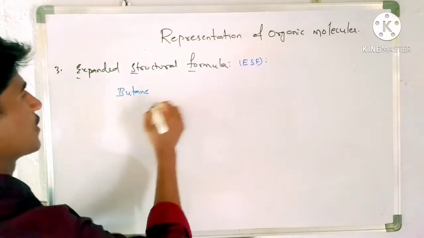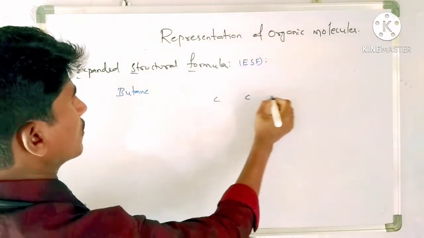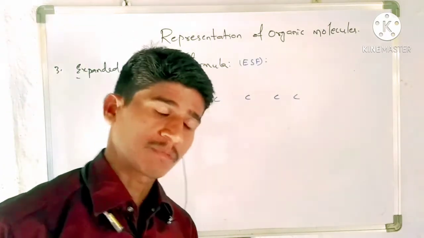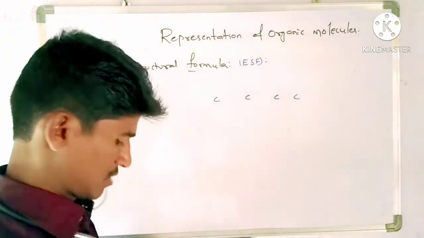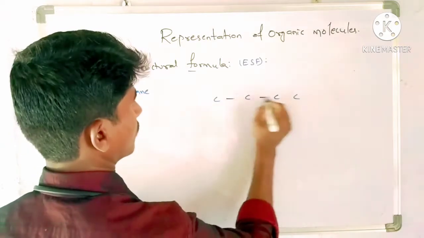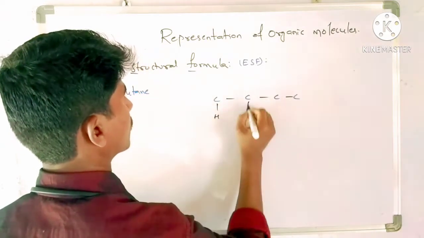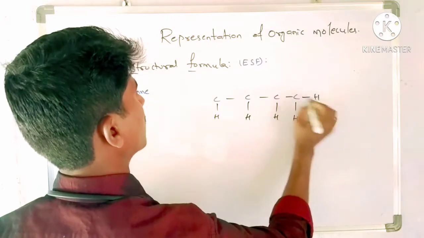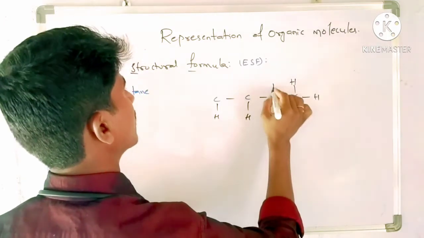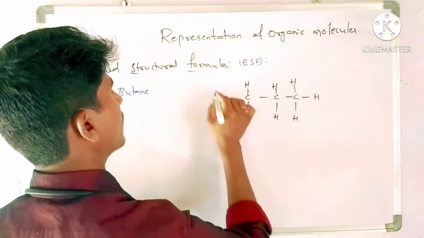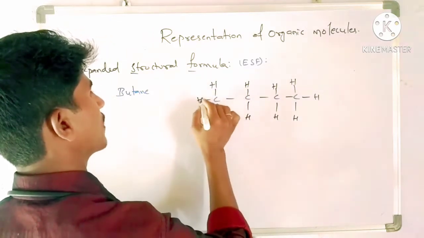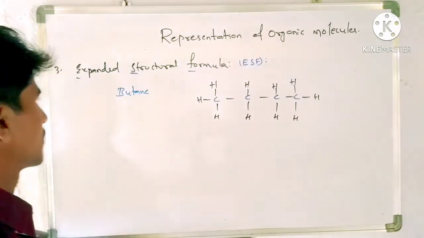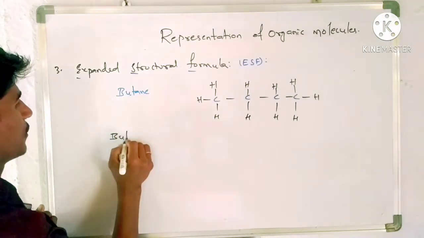Butane, how many carbons are there? 4 carbons: 1, 2, 3, 4. Now let us see how the carbons and hydrogens are arranged. This is the expanded structural formula. It clearly explains how many hydrogens are attached to each carbon, how carbons and hydrogens are arranged perfectly. Then the second one, butene.